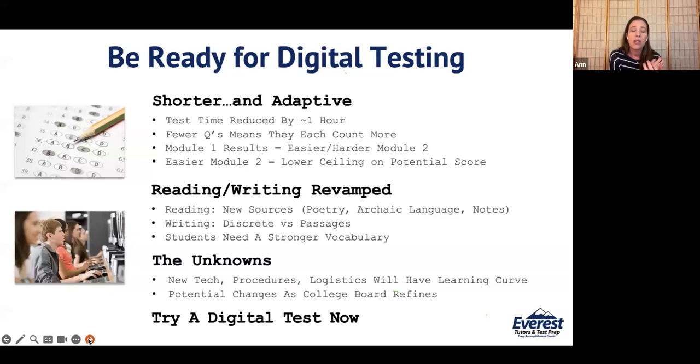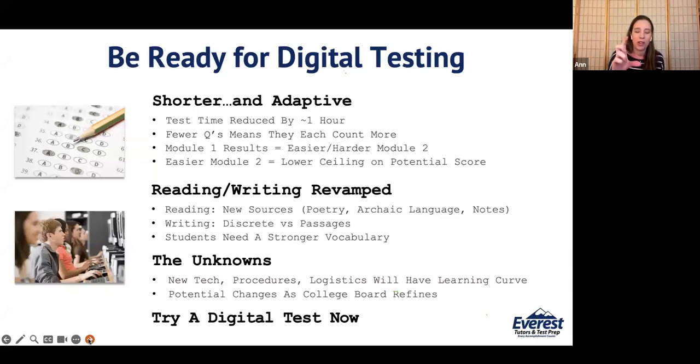What's the difference in that? I would say with the easier module, what I'm seeing right now is maybe we can top out our scores in the mid 500s, close to 600. If you want that 600 to 800 range score, you have to make it to that harder module on the second side. Reading and writing, the long passage is gone.